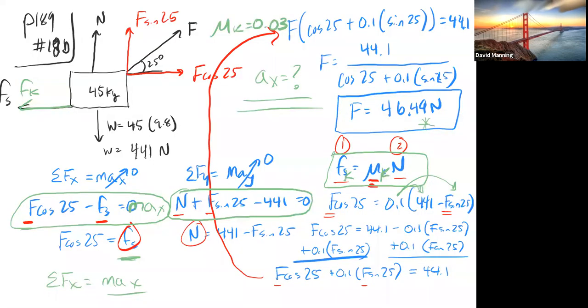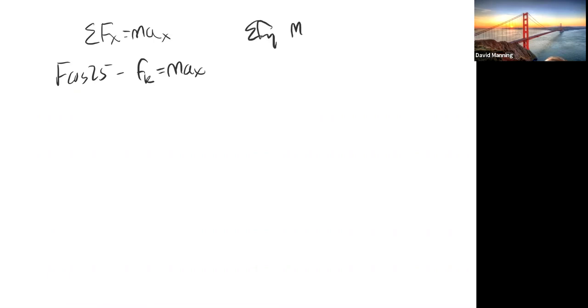So what I'm going to do now is show you how to do this. If I can remember. So the first thing we want to do, we want to say the sum of the forces in the x equals max: F cosine 25 minus Fk equals max. Sum of the forces in the y equals may: F sine of 25 plus n minus w equals 0, right? It's not going up or down.